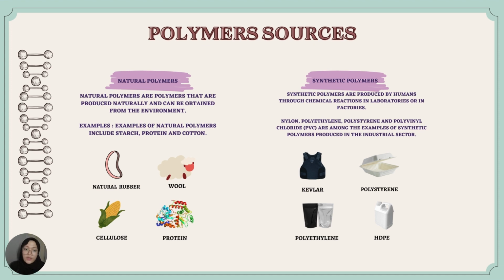What are natural polymers? Natural polymers are polymers that are produced naturally and can be obtained from the environment. Natural polymers are made up of carbon, hydrogen, nitrogen, and oxygen. Examples of natural polymers include starch, protein, and cotton. What are synthetic polymers? Synthetic polymers are produced by humans through chemical reactions in laboratories or in factories. Nylon, polyethylene, and PVC are among the examples of synthetic polymers produced in the industrial sector. So here are examples made from synthetic polymers.